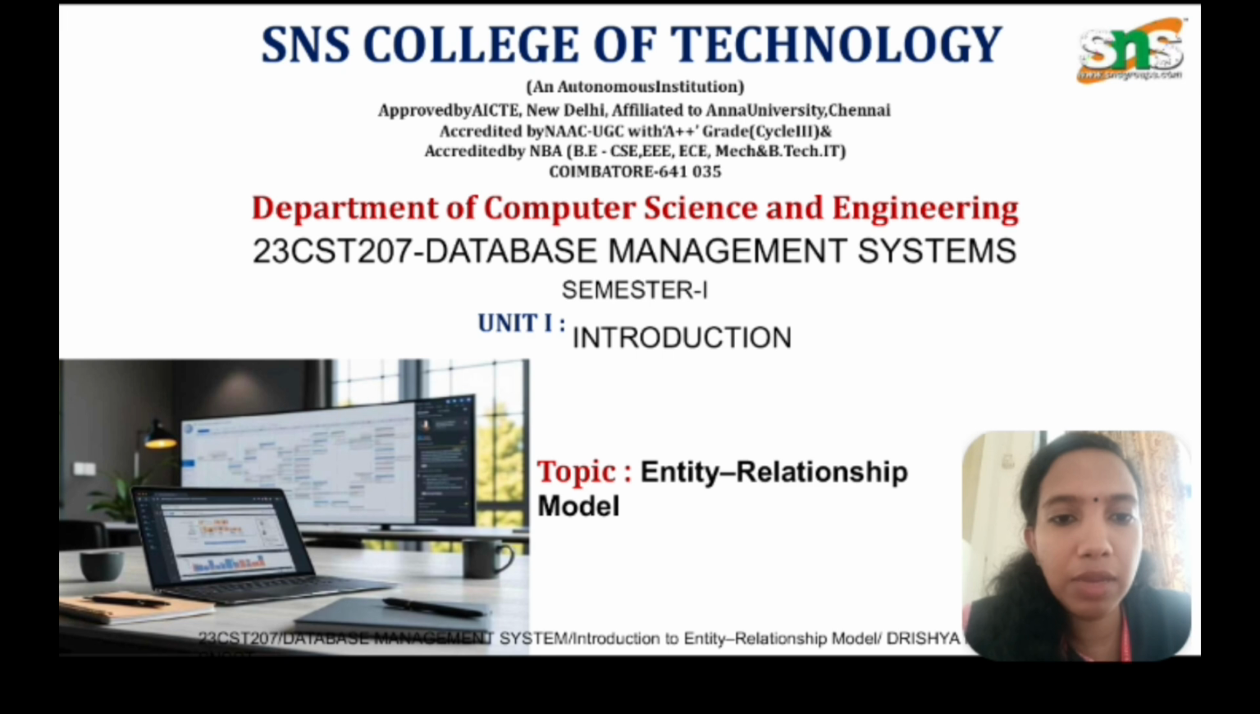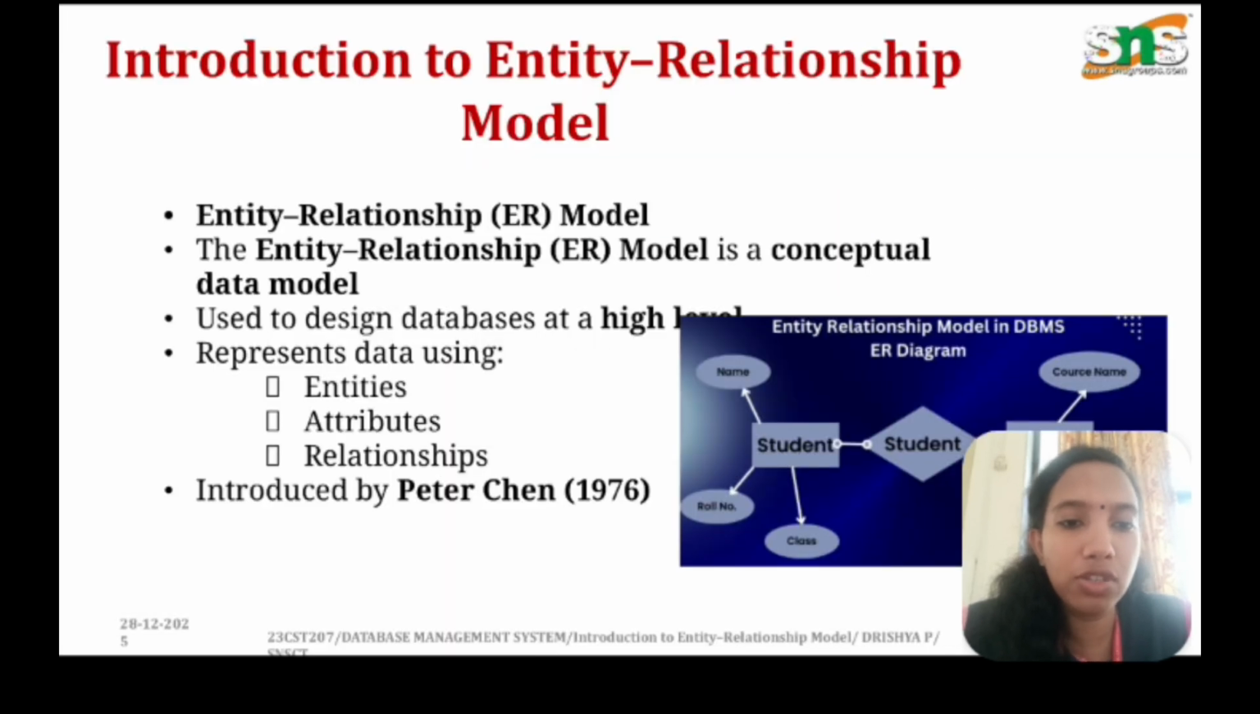Here we are discussing the database management system. Today's topic is the ER model, entity relationship model. We need to understand what the ER model is, how to represent it, what diagrams are used for representing it, and the basics from the beginning to the end of the entity relationship model.